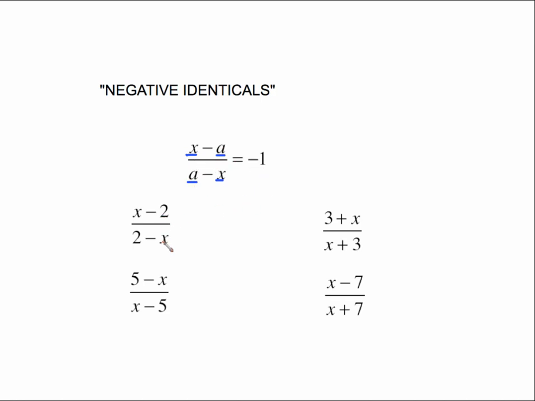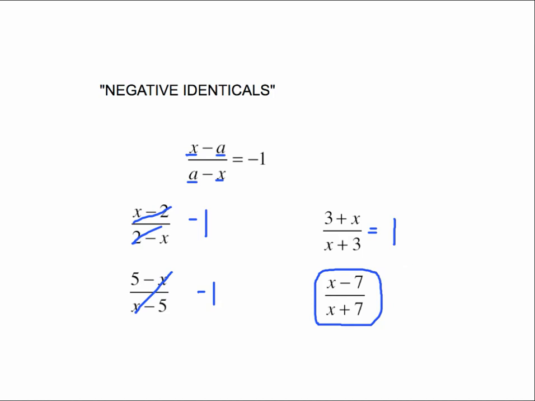So x minus 2 over 2 minus x, perfect setup. I can cancel those out and I get negative 1. 5 minus x over x minus 5, perfect setup for the negative identical idea, we get negative 1. Just to review something right here, 3 plus x and x plus 3 are plain old regular identicals because the order doesn't matter when you add. So when you cancel these, you get a positive 1. But x minus 7 over x plus 7 will not simplify. There's nothing we can do with this. This is the best we can do with this expression.